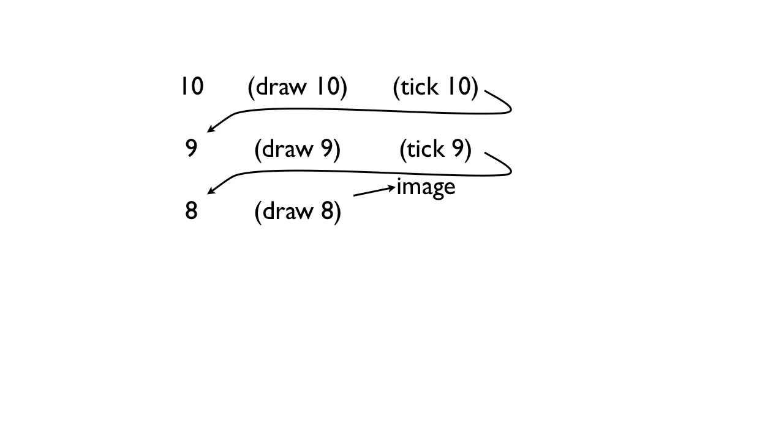And then draw with 8 to get an image and display it, tick with 8 to get 7, draw with 7 to get an image and display it, tick with 7 to get 6, and so on and so on. That's the way we want to tie these things together. We somehow need to keep calling draw to get an image and tick with n to get the next n, and just keep doing that over and over, around and around. Well, that's what the Big Bang mechanism is going to do for us. Let's look at how it does it.